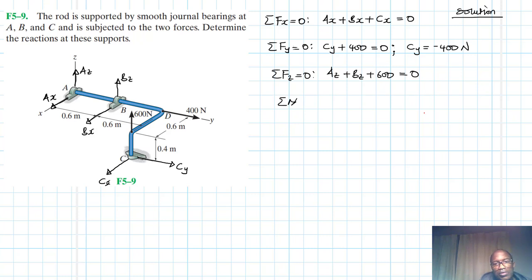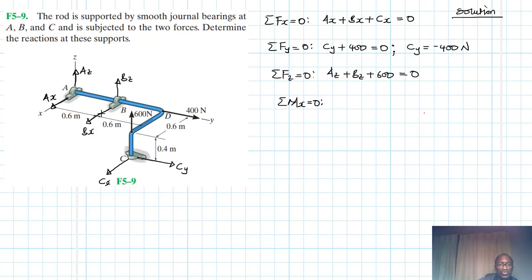Okay. So now let's start doing the moments. So we have summation of moments about the x-axis equal to 0. About the x-axis, of course, ax and az do not participate, but bz will participate, 600 will participate, and which other one? Cy will participate, right? So let's do that.